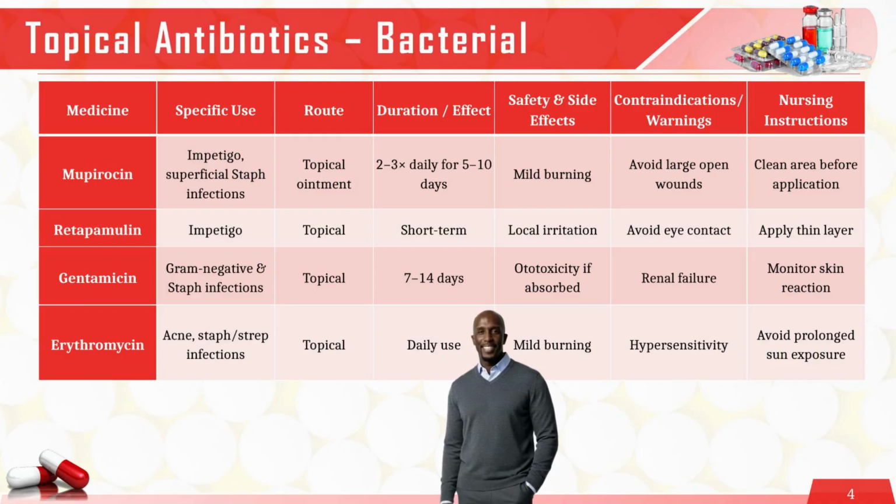First, let's discuss topical antibiotics used for bacterial skin infections, especially impetigo and superficial staph infections. We commonly use mupirocin, which is applied 2 to 3 times daily for up to 10 days. Always clean the skin before application and avoid using it on large open wounds. Retapamulin is another option for impetigo. It's simple. Apply a thin layer and make sure to avoid eye contact.